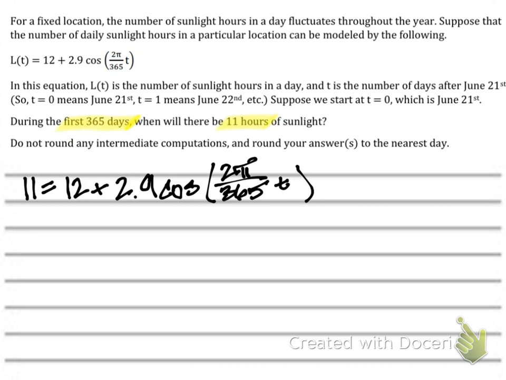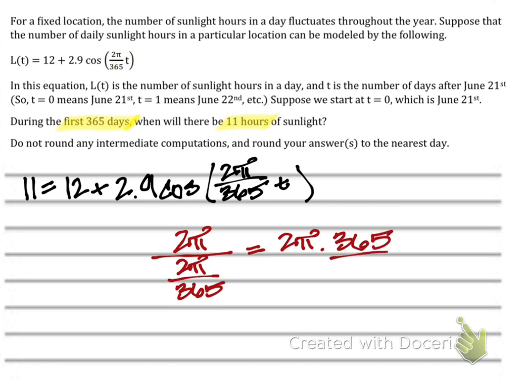First, let's talk about the first 365 days. So to do that, let's look at the period of this function, right? The period is 2 pi over b, correct? So that's going to be 2 pi over 2 pi over 365, right? Which is 2 pi times 365 over 2 pi. So the period here is 365, which means we're not going to have to worry about k values in this problem.